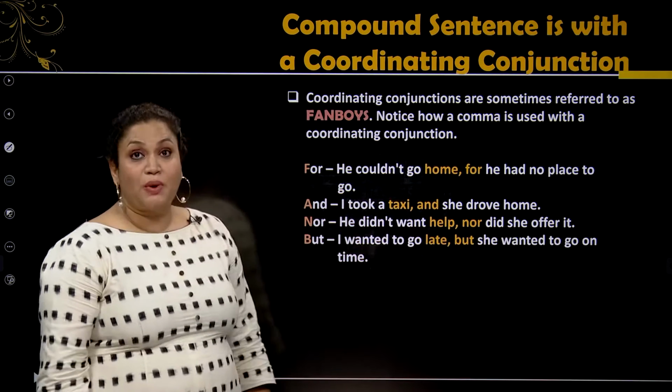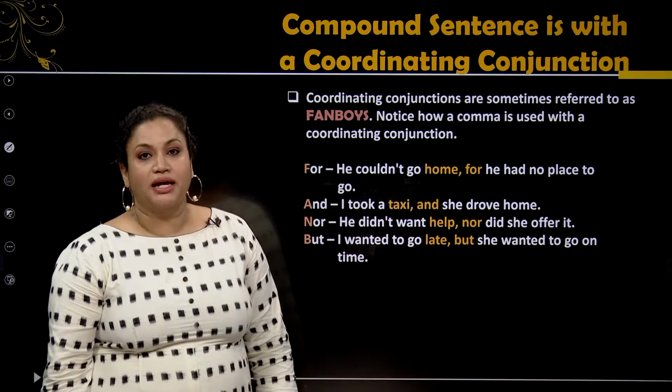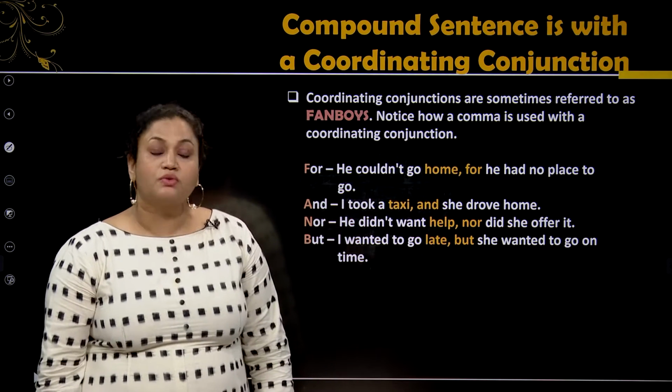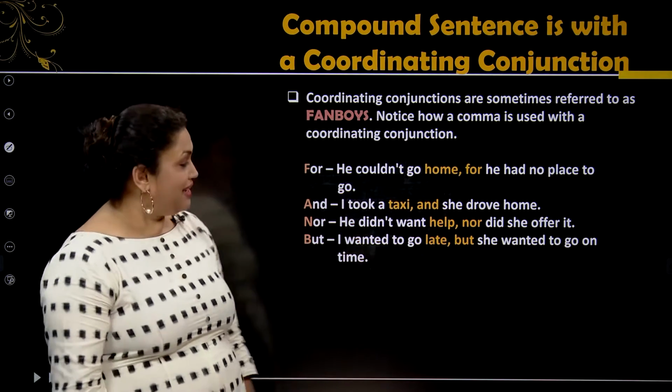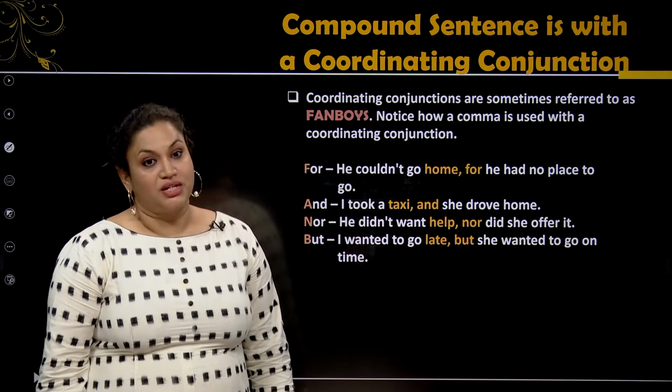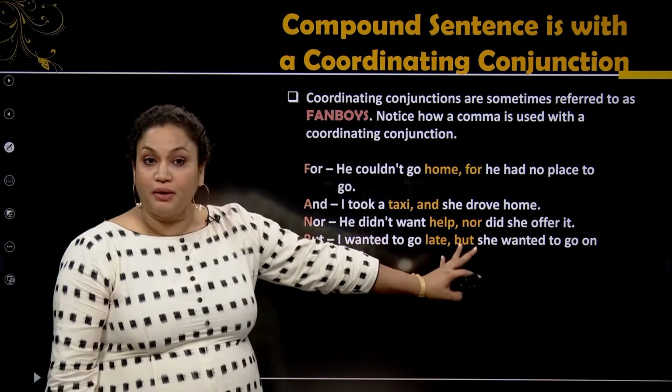Okay, let's go to the next one. But, as I have said, but cannot be used with two positives. It has to be used with one positive and one negative. And here it is: I wanted to go late, but she wanted to go on time. So therefore, I'm using a comma and a but here.